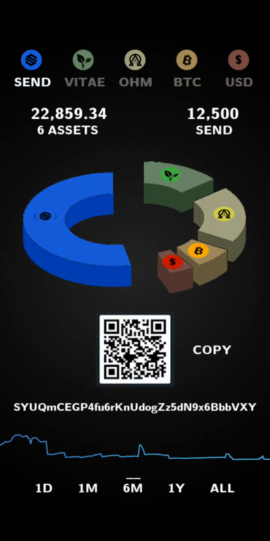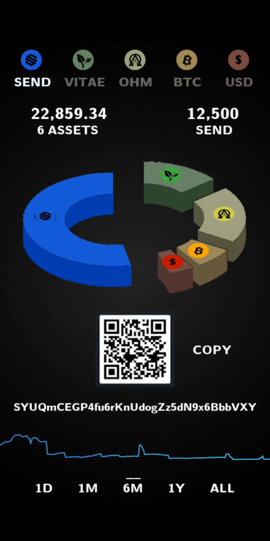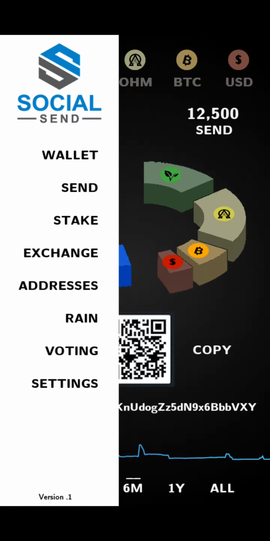So this is the main screen. This is the main wallet screen. But besides that, we also have a menu screen that slides in from the left. So if you drag left on the screen, this screen would come up. And here you could select wallet, send, stake, exchange, addresses, rain, voting, or settings. And if you click wallet, it would bring you back to this screen. And if you click send, it would take you to another screen.